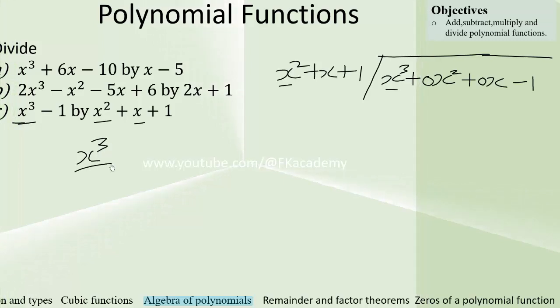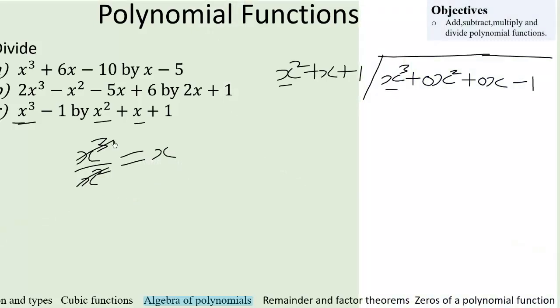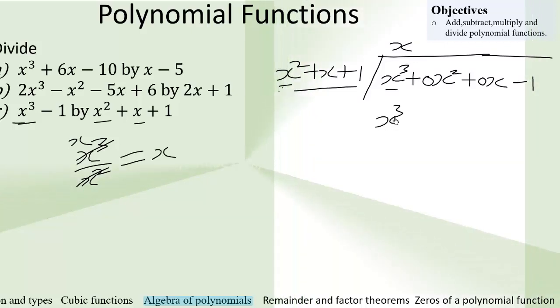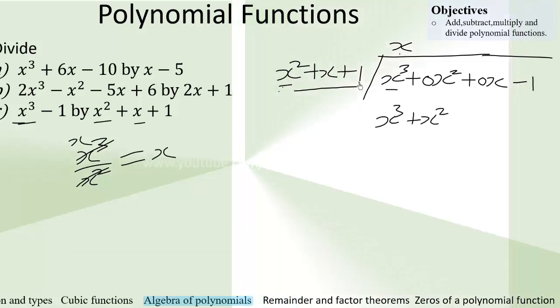So we divide the x cubed by the term with the highest degree here, so x cubed divided by x squared, and that will give us x, because x squared will go into x cubed x times. So we have x here. Now x will multiply all that is here, so x times x squared is x cubed. Now x times x will be positive x squared, and x times 1 will be plus x.